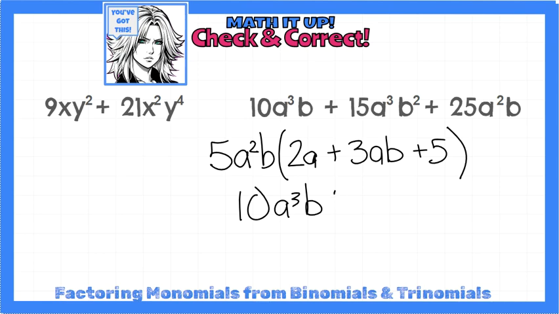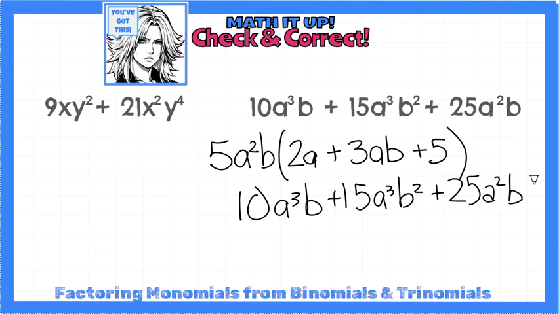5 times positive 3 is positive 15. 2 A's, 1 more is A to the 3rd. A B times a B would be B squared. Let's see if I match. Check. 5 times positive 5 again is 25. A squared B. Because there's nothing here but the 5. And that matches as well. And I have been successful factoring this trinomial.